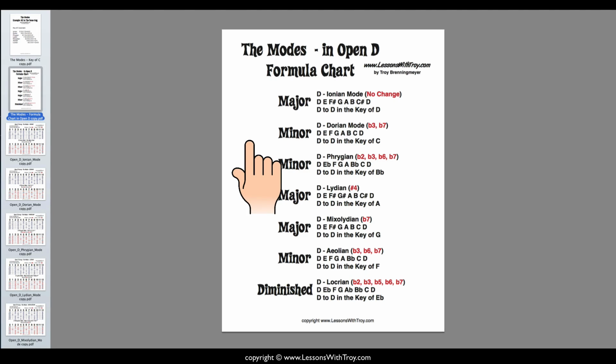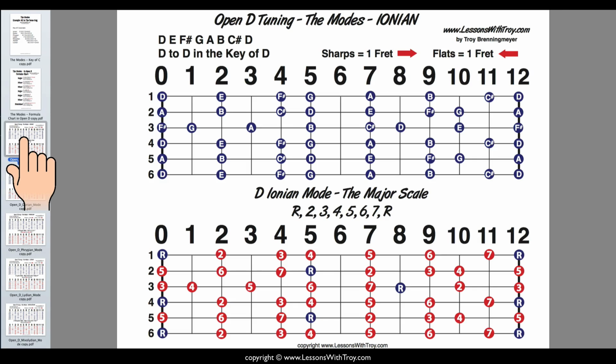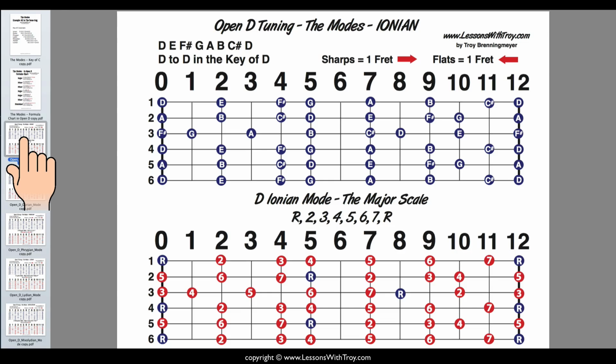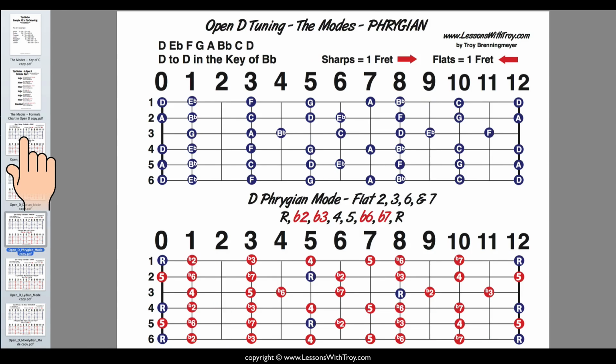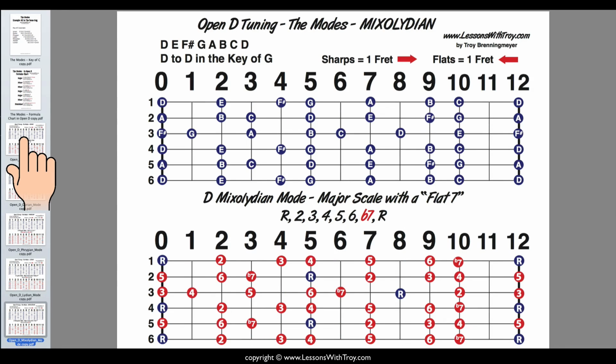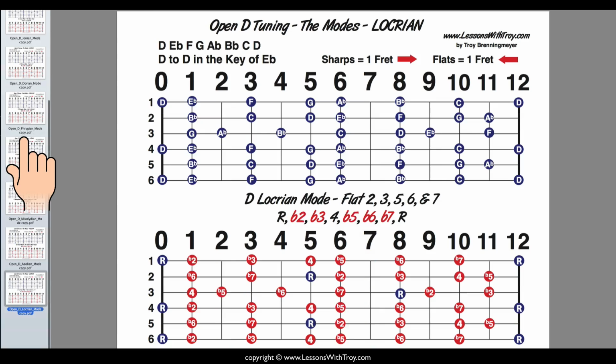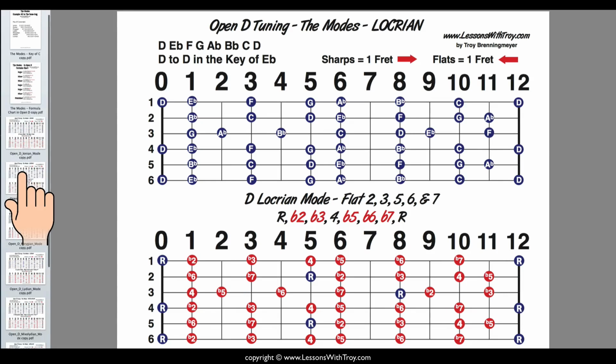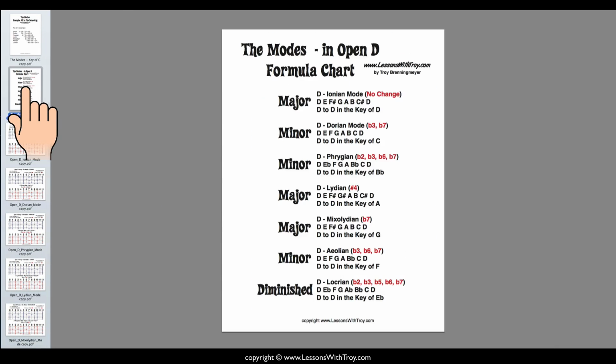And we're going to start from the very basics of understanding what a mode is, and then I'll go through all these diagrams that I made, one for each mode, right? Ionian, Dorian, Phrygian, Lydian, Mixolydian, Aeolian, and Locrian. And what this is going to do is it's going to give you a different sound than just your standard major scale or pentatonic scale.